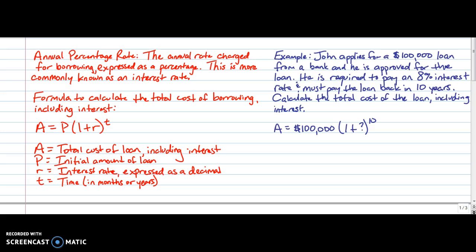So to set up our equation, we would plug in what we know. $100,000 is the initial amount of the loan, so that goes for P. We know that we're paying it off in 10 years, so 10 is going to be our exponent. Now our interest rate is 8%, but remember down here, we have to express our interest rate as a decimal. Some of you may already know how to do this, which is great. If you don't, I'm going to show you guys how to do that really quick right now.